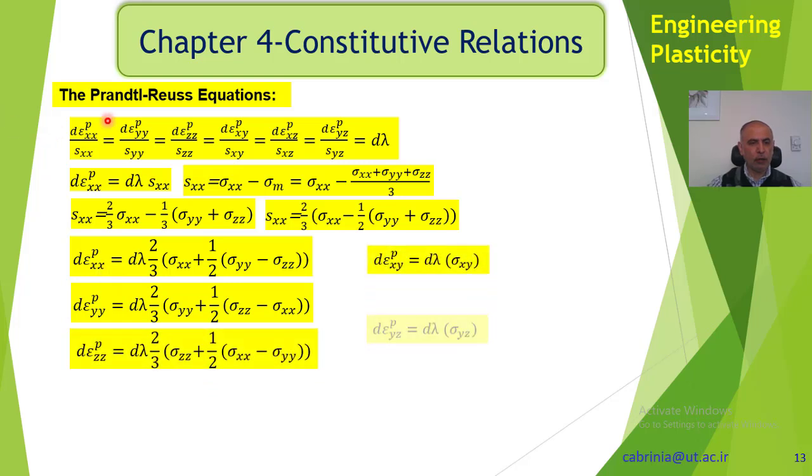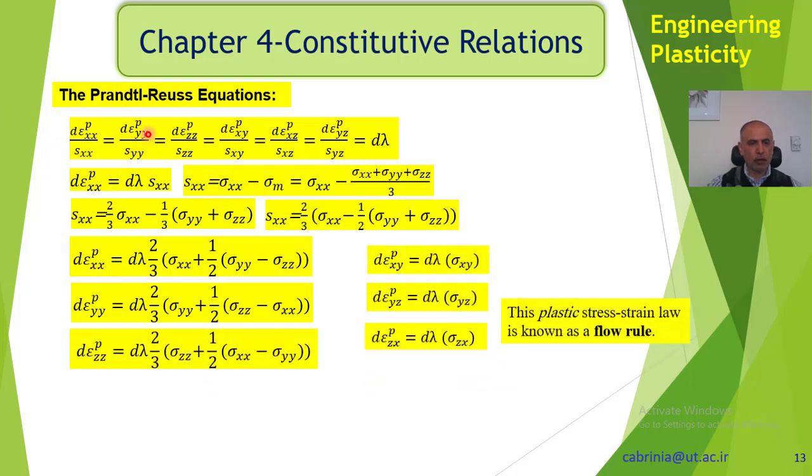And similarly, I can use these equations, epsilon yy equals Syy times d lambda, similar to this. I can get this one and that one. Okay, and also the shear components don't change, and this plastic strain law is known as a flow rule. So here we have the constitutive relations. Of course, d lambda is not known. We will determine that. Okay, so that's the constitutive relationship according to Prandtl-Reuss.